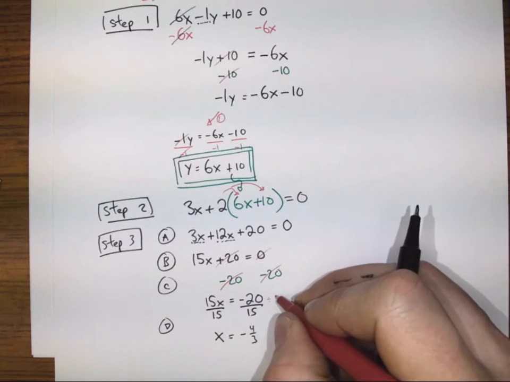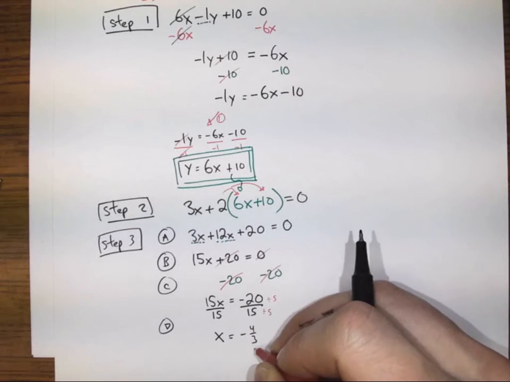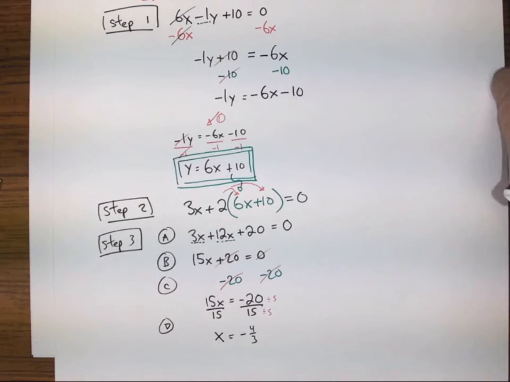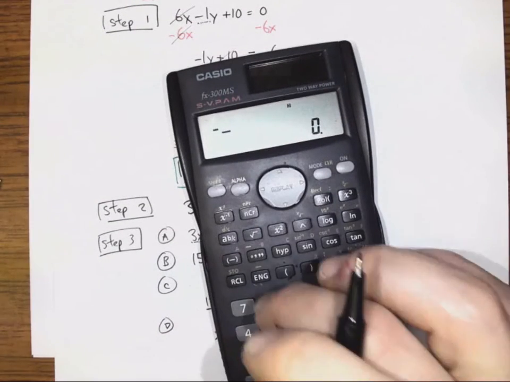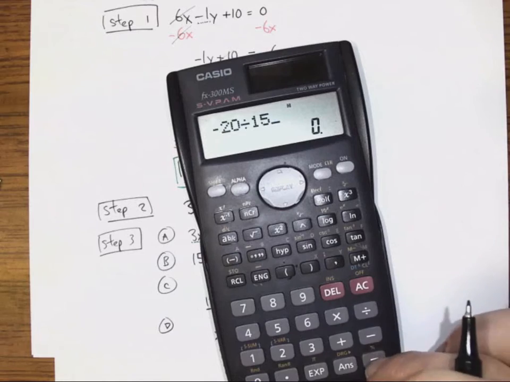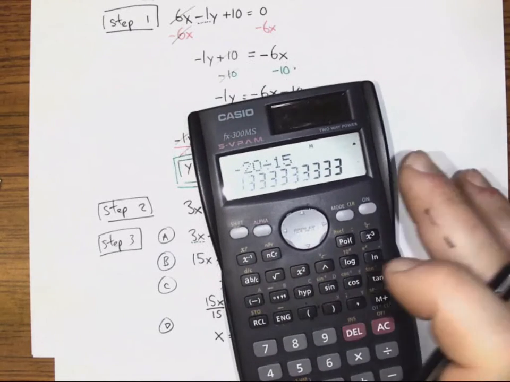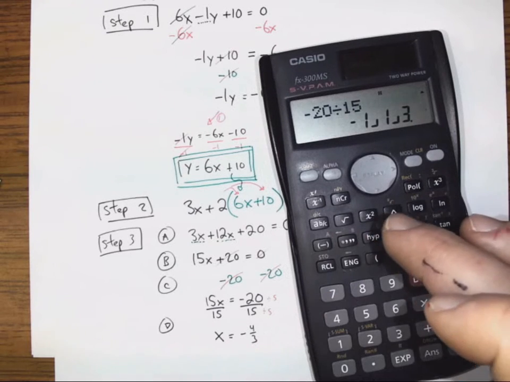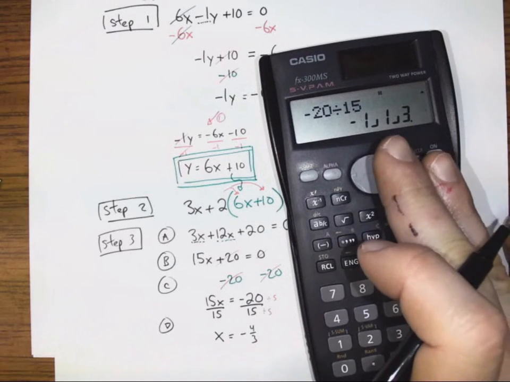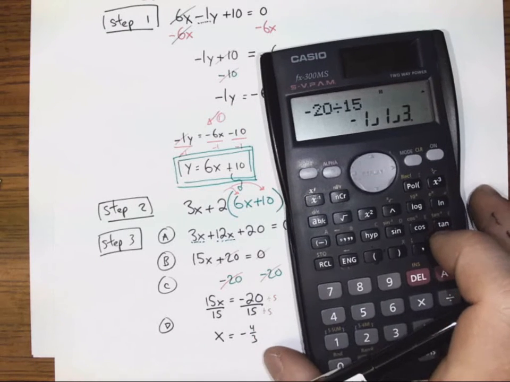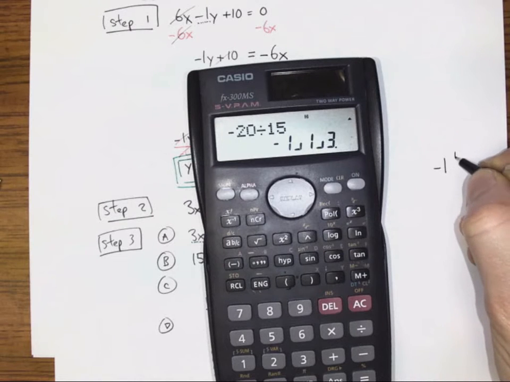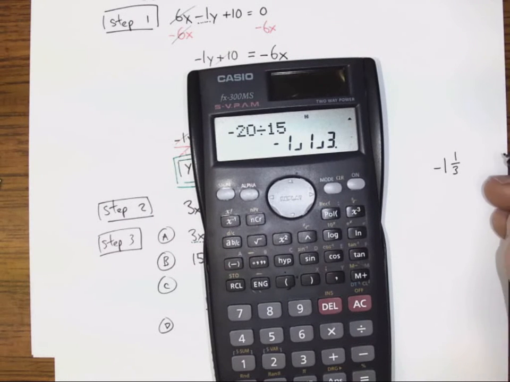All right, so if we weren't sure how to simplify that fraction, I divided the top and bottom by 5 to give us a simplified fraction of 4/3. However, if I wanted to, I could just divide them with my calculator. Negative 20 divided by 15. And it gives me some long decimal. But if I press my fraction button now, it turns it into a fraction. But it's kind of a weird looking fraction. What the calculator is really trying to say right here is negative 1 and 1/3, which is a mixed number.